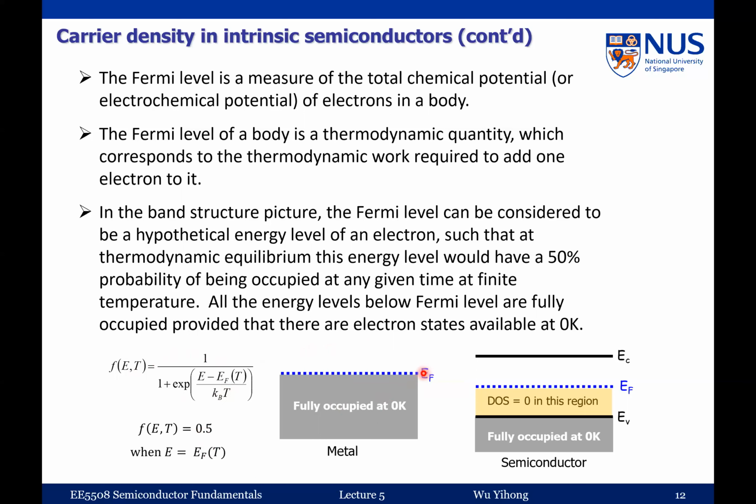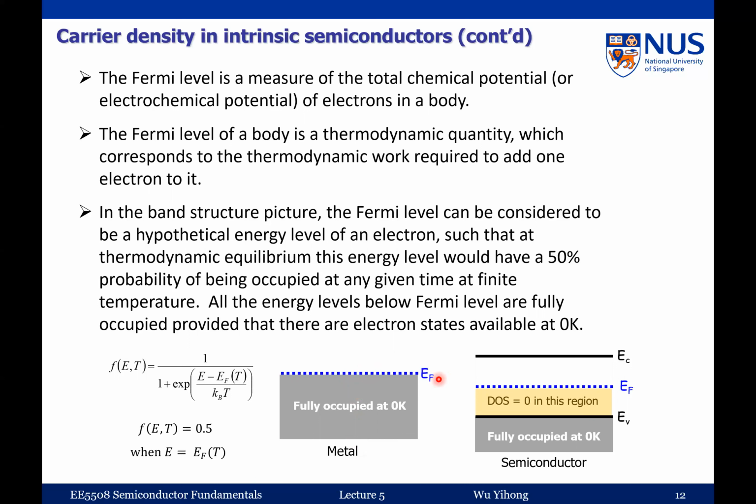Okay, so why is EF here? Remember, EF is determined by the carrier concentration. If you forgot about this, go back and check the previous lecture. When carrier concentration increases, EF will increase. Why is this the case? Because you always fill up the energy states from the lowest energy first, right, and then gradually move up. When you use up all the electrons per unit volume, which is the carrier concentration, you stop here.